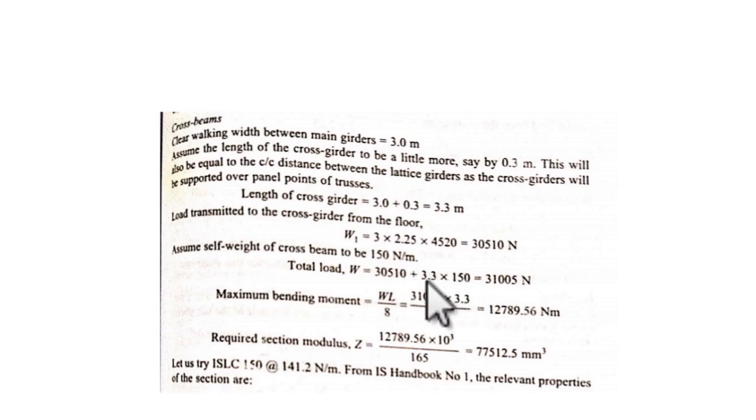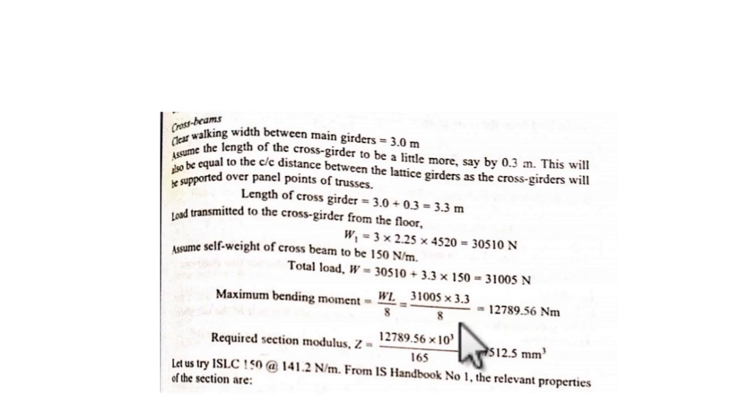Okay, so this is the self weight of this cross beam, and this is the total load that is coming from these timber planks to the beam. So what is the total load W that is coming on the entire cross beam, including its self weight and the load coming from timber planks? This will be 30510 plus 3.3 into 1.5. This is 31005. This is the total load for which the cross beam has to be designed.